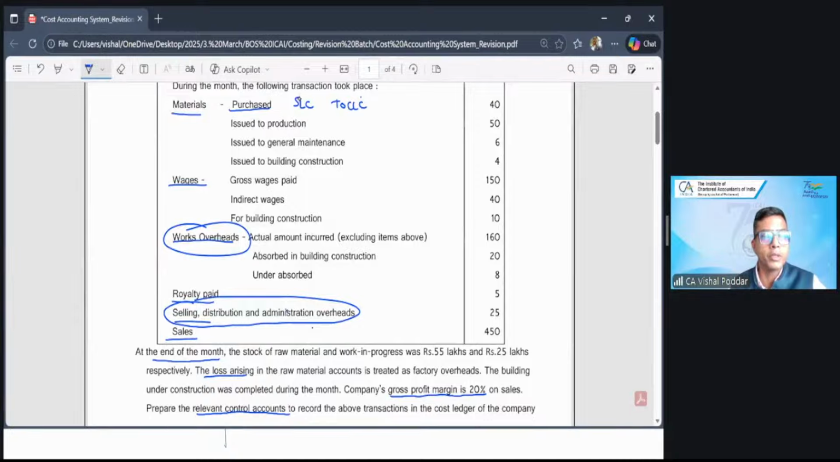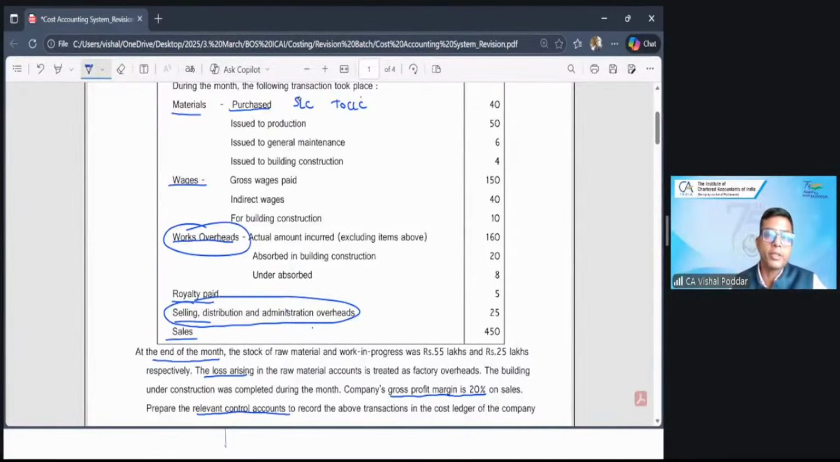So you have to first understand what the transaction is. Second, understand what the accounting effect is in our normal layman language first. So first find out the accounting entry in layman's language. Then third, we will go to the cost accounting entry by replacing the layman language account with the technical account name which is given over here.